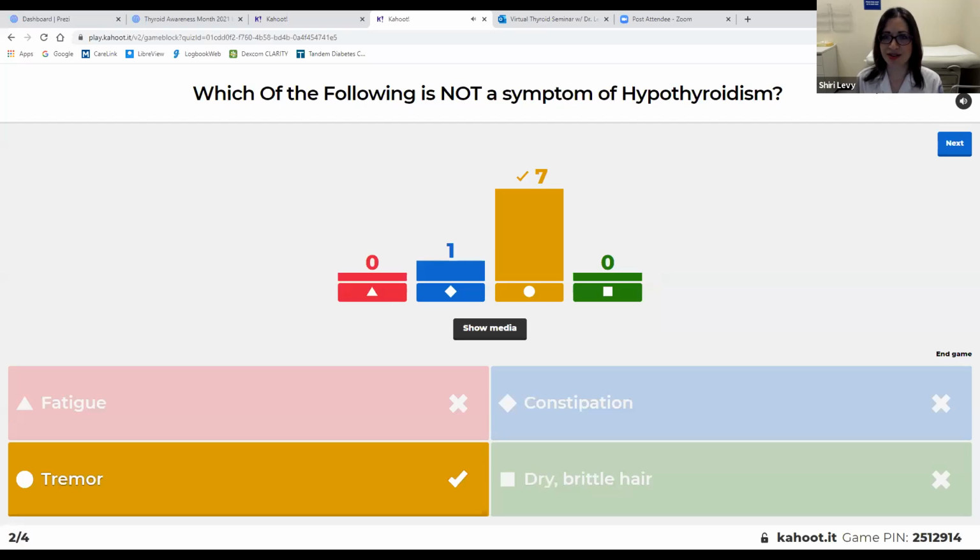Oh, wow, you guys are really good. Wonderful. Okay, so that is correct, tremor. Fatigue, constipation, and dry, brittle hair are not correct. Those are all hypothyroid symptoms. A tremor indicates an excessive amount of thyroid hormone, and so that would be associated with overactive or hyperthyroidism.